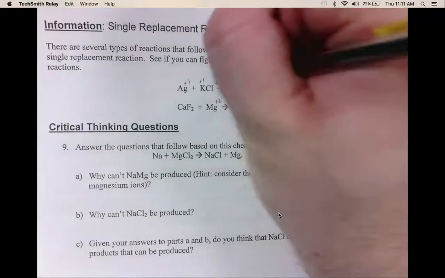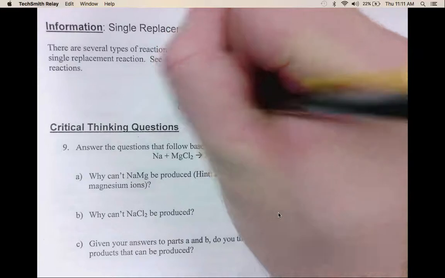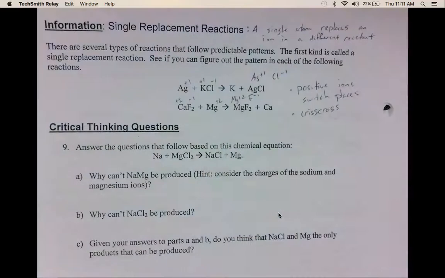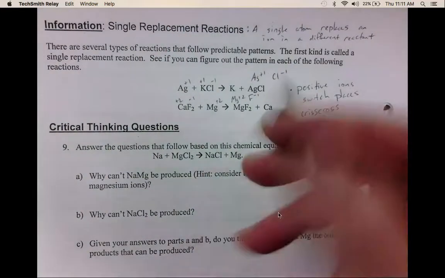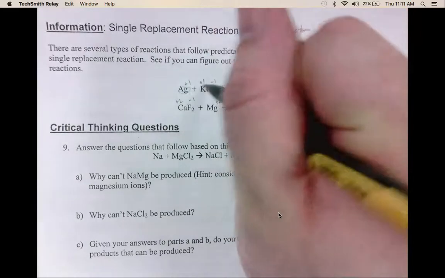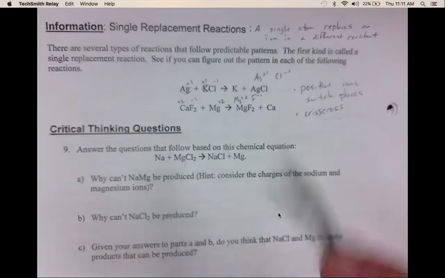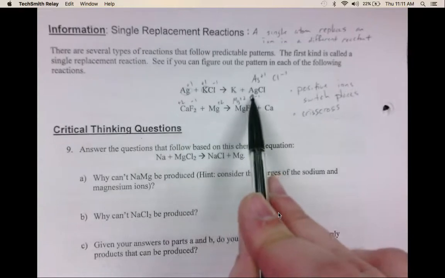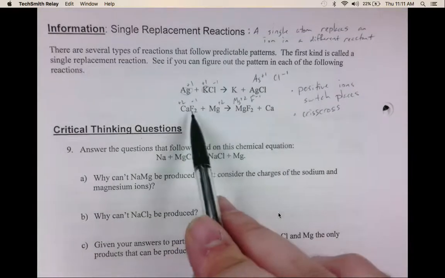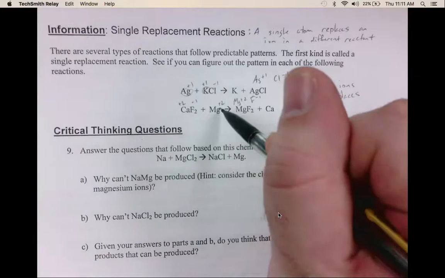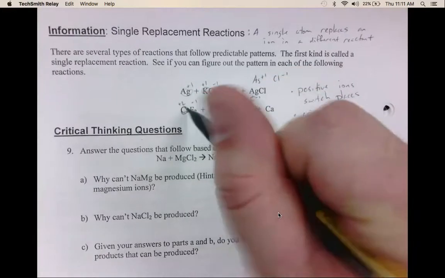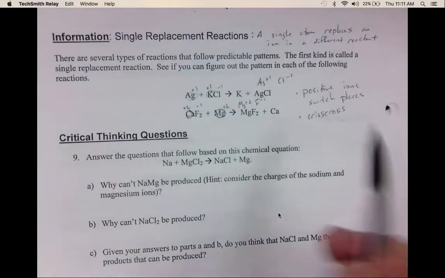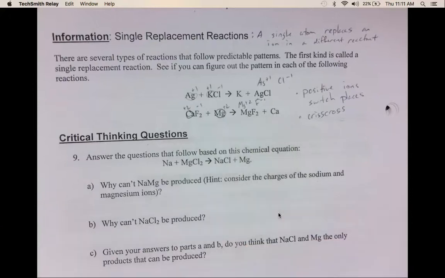potassium has a +1 charge, chlorine has -1, calcium +2, fluorine -1. So then as you can see in the first example, silver and potassium switch places because now it's potassium alone and silver is bonded. In the next instance, the same kind of thing happened. The magnesium and the calcium switch places because now you have calcium alone and magnesium is bound to fluorine.